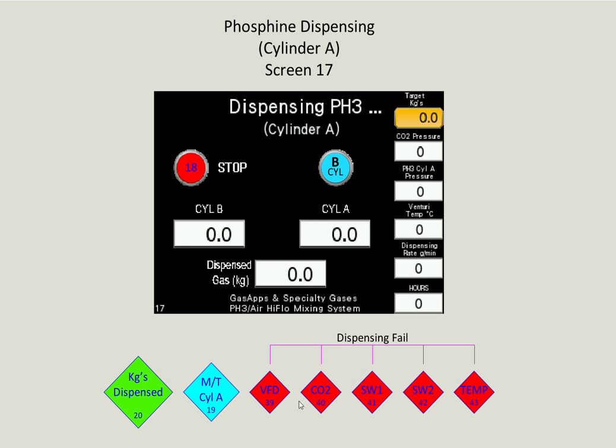During the dispensing period, again, there are errors. Temperature, levels, flow switches could be a problem. CO2 could trigger an error, and the VFD could trigger an error.